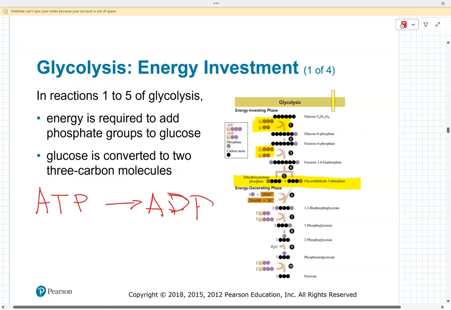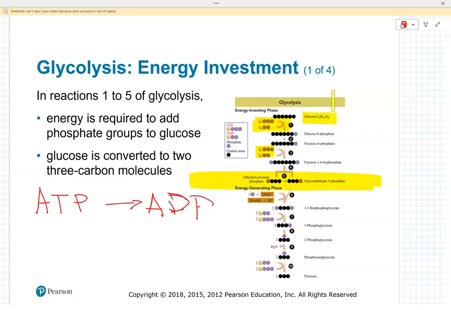do you see the glucose in the very beginning? Carbon atoms are represented as black circles. How many carbon atoms do you have in glucose? 6. So this is your intermediate, glyceraldehyde 3-phosphate. How many carbon atoms do you have in each molecule? How many molecules do you have in total?